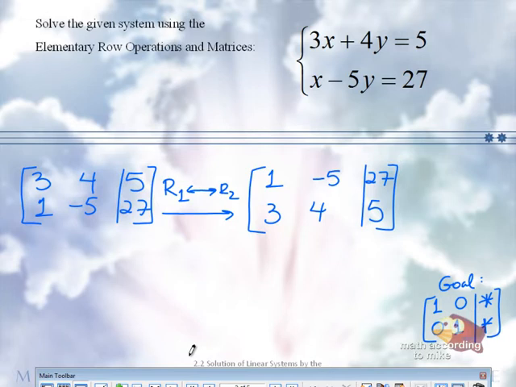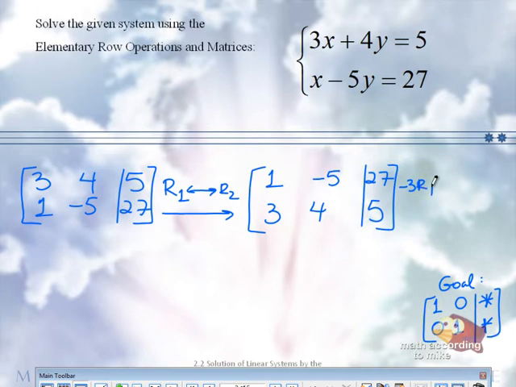The third operation is just like the elimination method. This is 1x. This is 3x. What should we multiply the 1x by so that when we add it to 3x, no more x's? So what would you multiply 1 by? So when you add it to 3, you get 0: negative 3. So we're going to multiply the first row by negative 3.